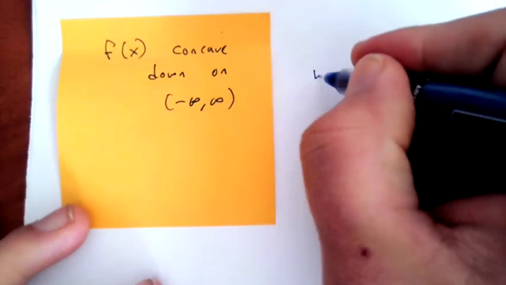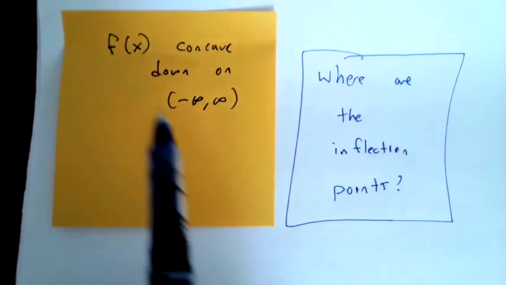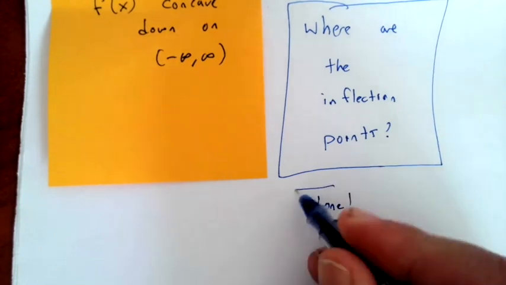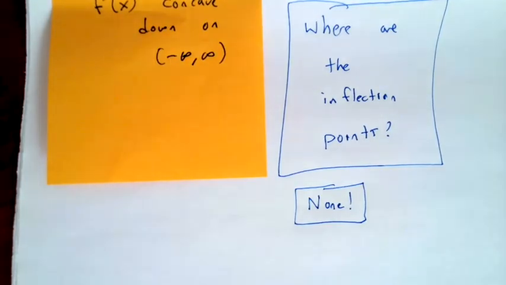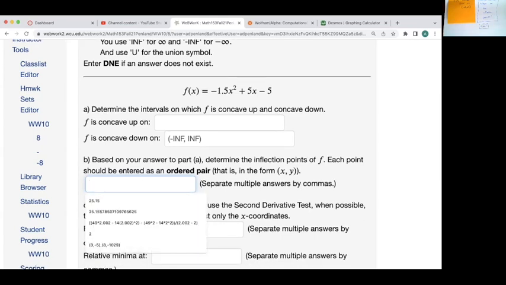Next natural question is, where are the inflection points? But f of x never changes concavity. It's concave down the whole way. So there are no inflection points. And when it comes to answering this question, I can use negative infinity to infinity, which is minus INF to INF, and I have no inflection points.